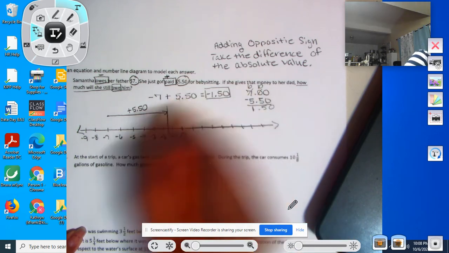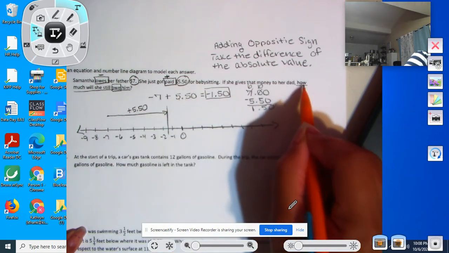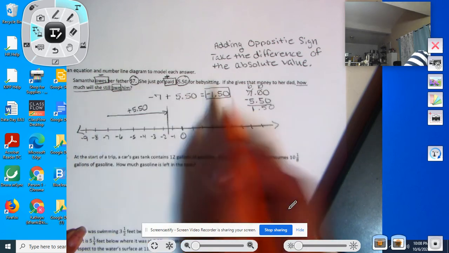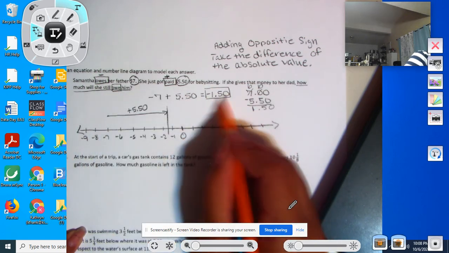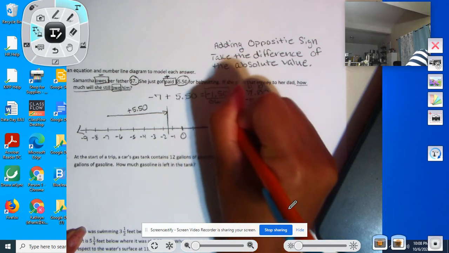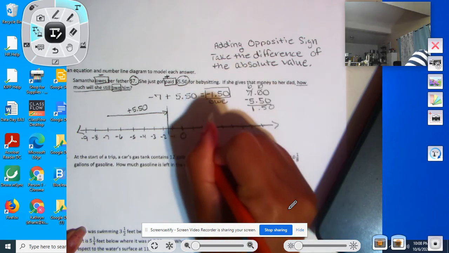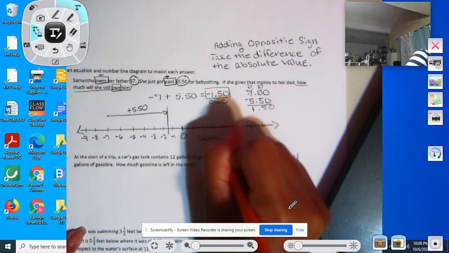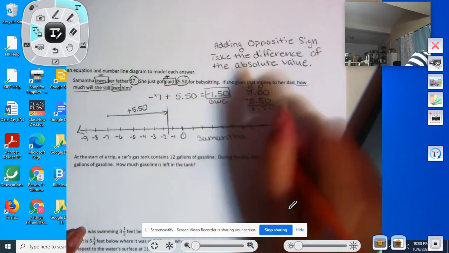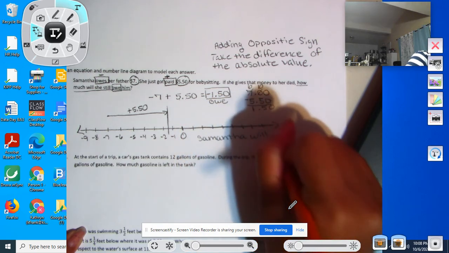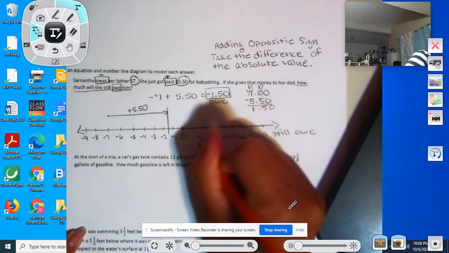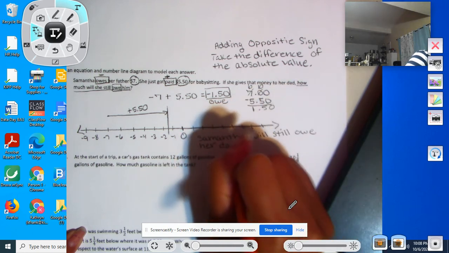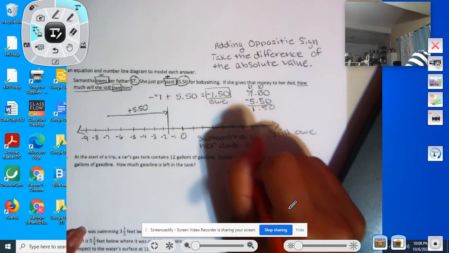So then we need to go ahead and answer our question with a smart statement. How much will she still owe him? Well, -$1.50 means that that's what she still owes. This is what she owes. So we can write our smart statement. Samantha will still owe her dad $1.50.